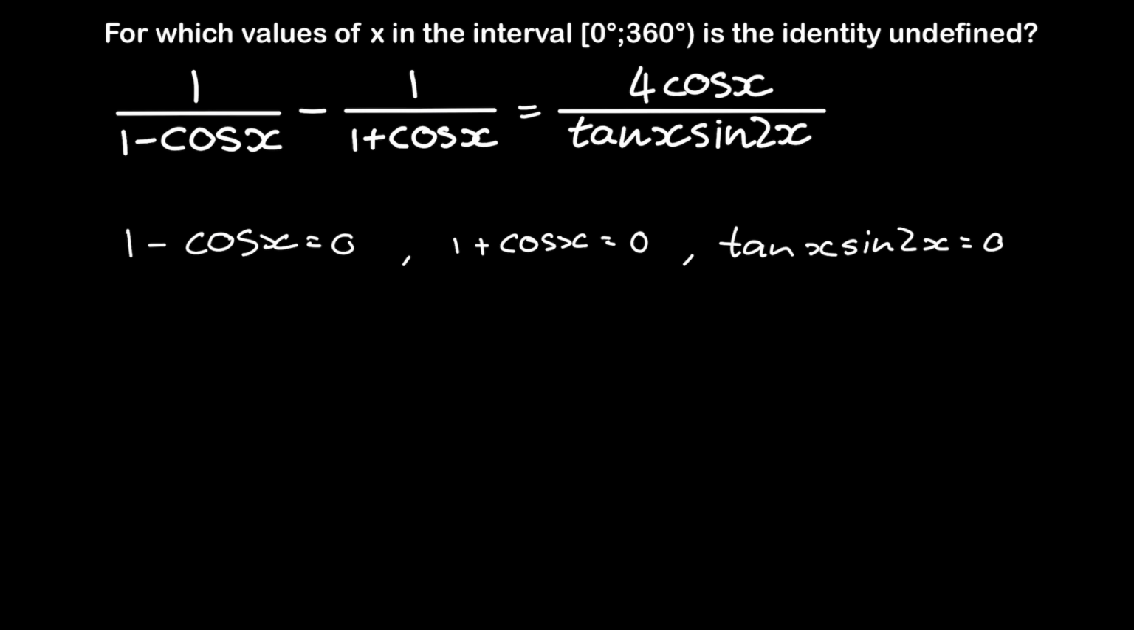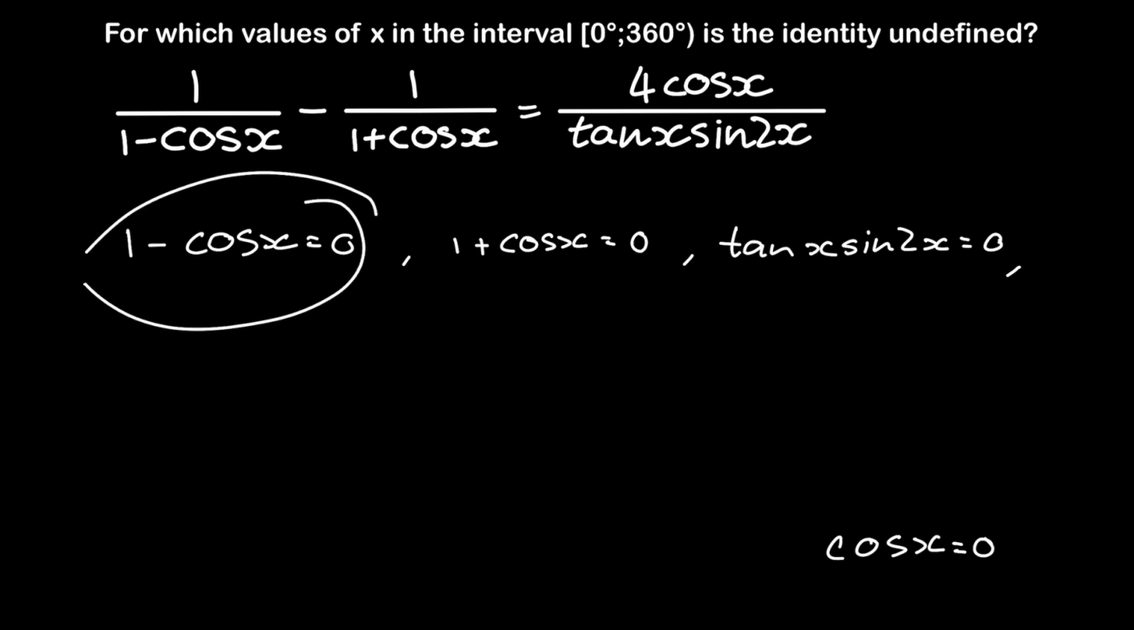But I'll tell you now, it's hidden in this tan of x, because tan of x, we know, is equal to sine of x over cos of x. So if cos of x is equal to 0, then tan of x is undefined. So we can write another comma, or where cos of x is equal to 0. And I'll keep that aside over here for now. So let's deal with this first.